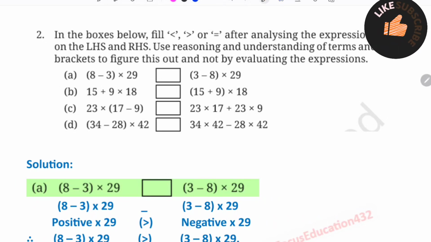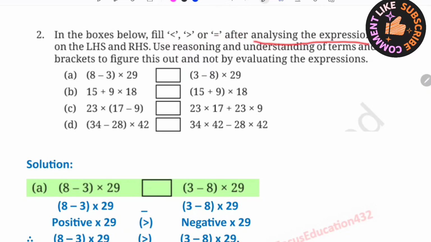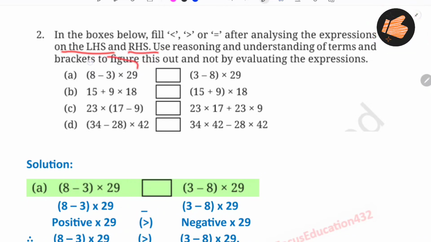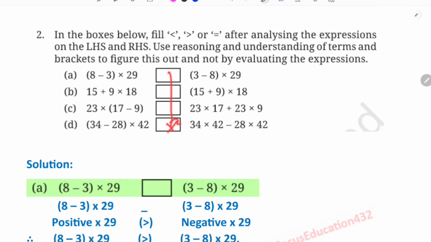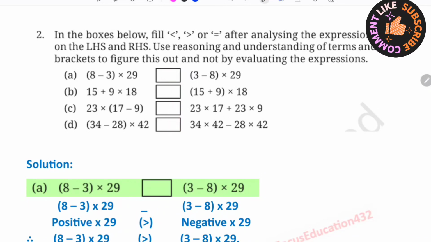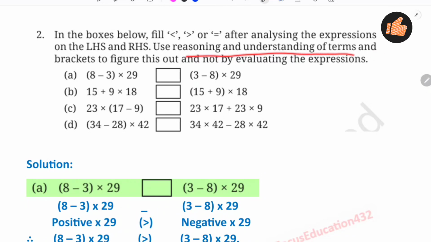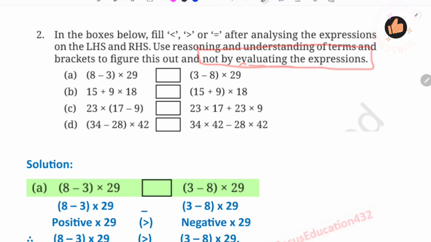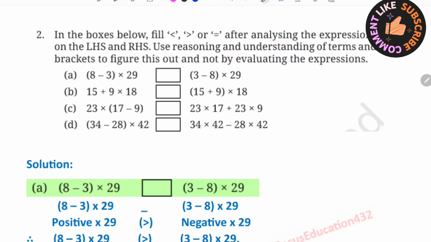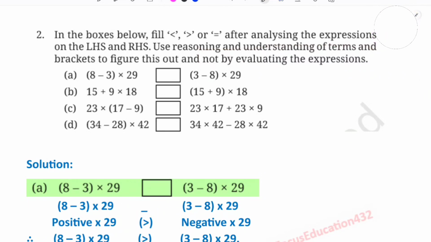In the boxes below, fill less than, greater than or equal to after analyzing the expressions on the left hand side and right hand side. We have to understand what is left hand side and what is right hand side, and fill these boxes whether it is less than, greater than or equal to. Use reasoning and understanding, and don't just calculate. Find an easy way using brackets, not by evaluating. Without calculating, just use your reasoning skills.